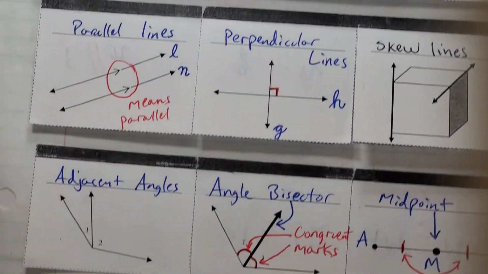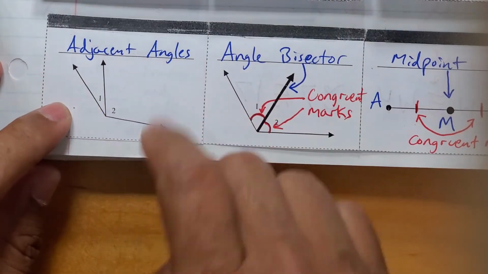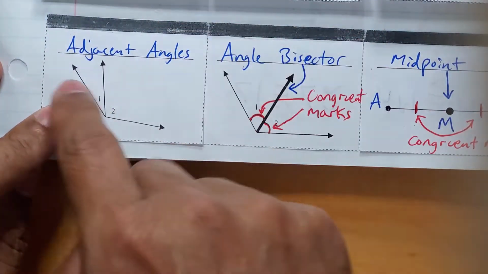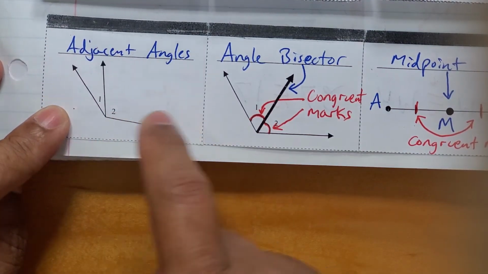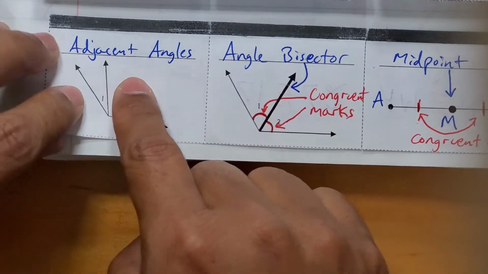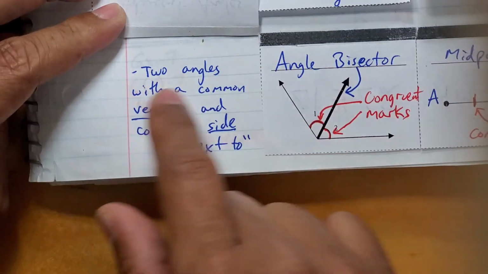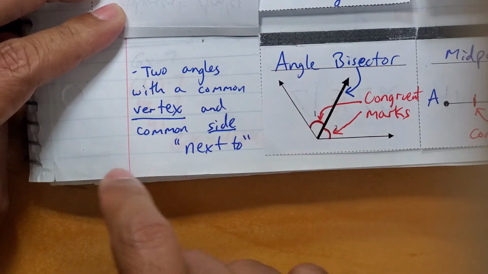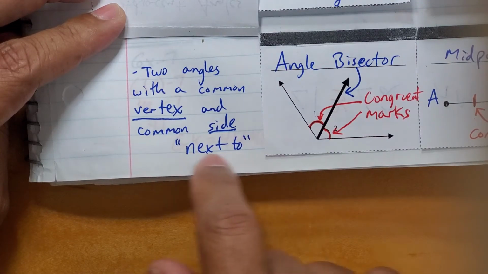All right, the last row, this one is adjacent angles, and that just means that they have a side in common. So this ray right here belongs to this angle and also to this angle. So angle 1 and angle 2 have this ray in common. So that makes them adjacent angles. The definition of adjacent angles is two angles with a common vertex and a common side. And adjacent means that they are next to each other.